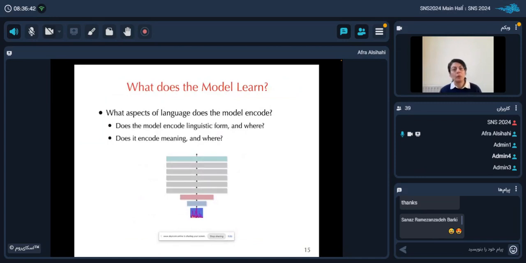So that might be one way of addressing these questions, but sometimes we want to know a bit more. For example, we want to know what aspects of language does the model encode and where. Does the model encode linguistic form? And where in the architecture of the model is this information encoded? Does the model encode meaning and where? So here, just manipulating the input and looking at the final output is not enough. We want to actually really open this black box. We want to look inside of the model and we want to see where exactly, in which component of the architecture certain information emerges.